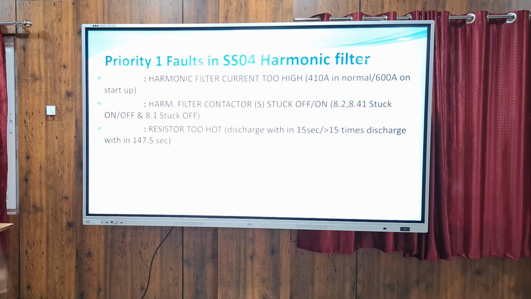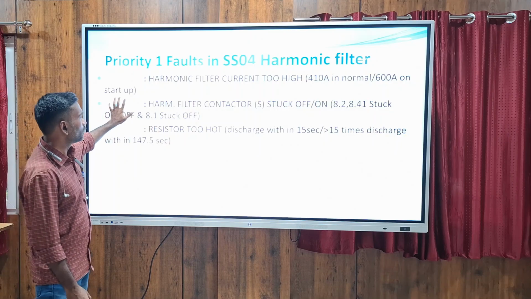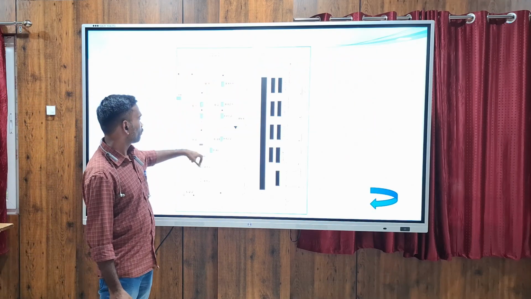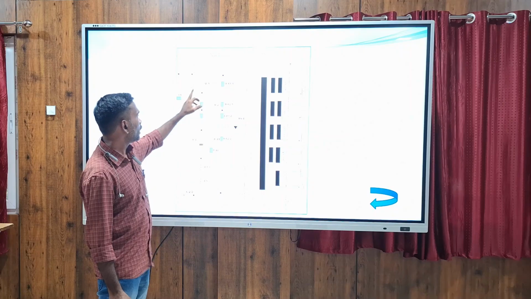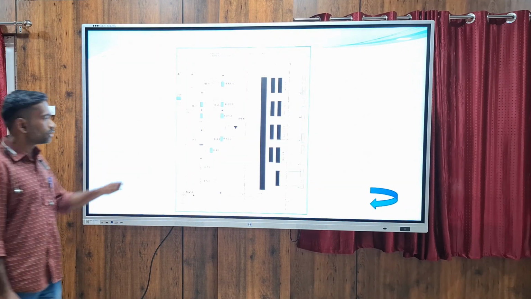Next is harmonic filter contactor, second of course. Earlier we told 8.1 contactor. Similarly, 8.2, 8.41. If any one contactor feedback is not getting properly to SR, then this fault will come.